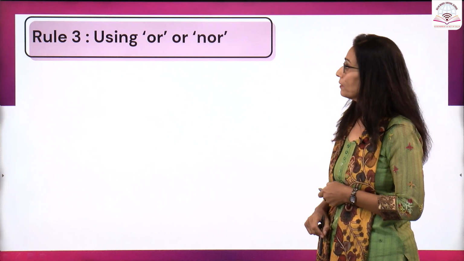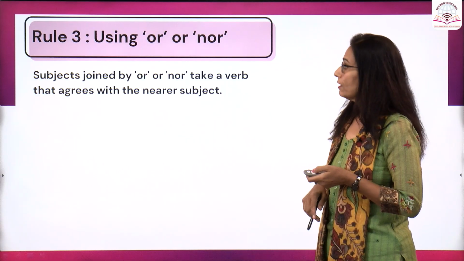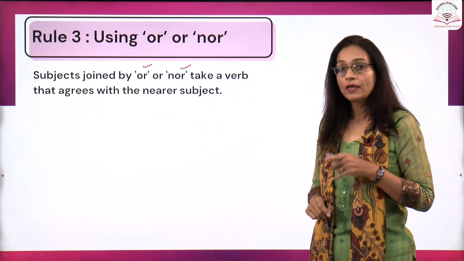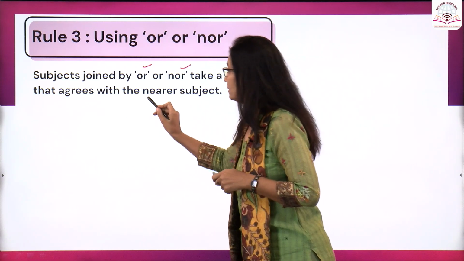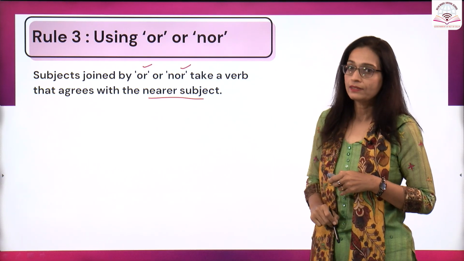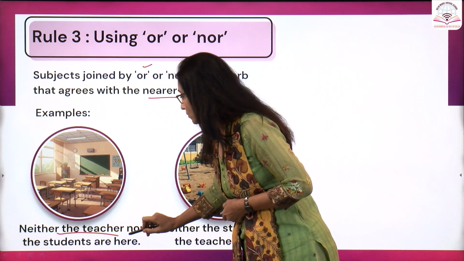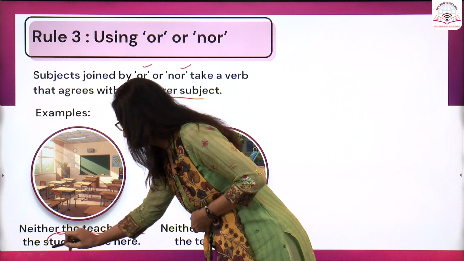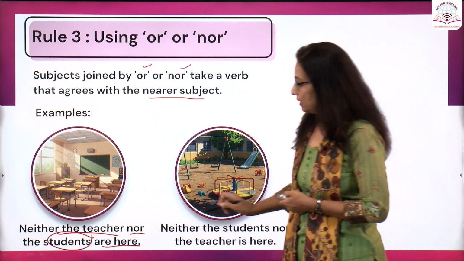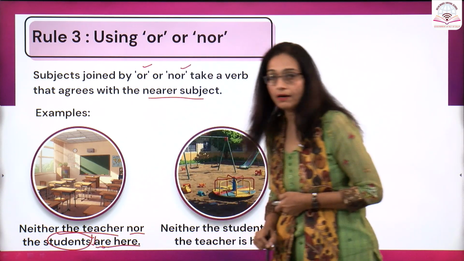Let's move further. When we use or nor, what do we do? Subjects joined by or nor take a verb that agrees with the nearer subject. Let us try to understand with the help of the examples. Neither the teacher nor the students are here. Now, which is the nearer subject? The nearer subject is students. That's why we have used are here.